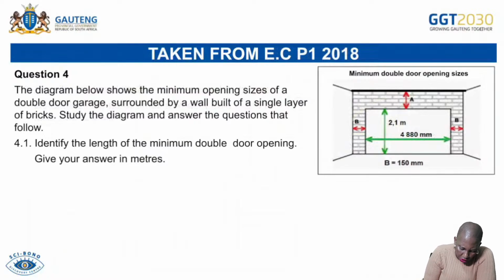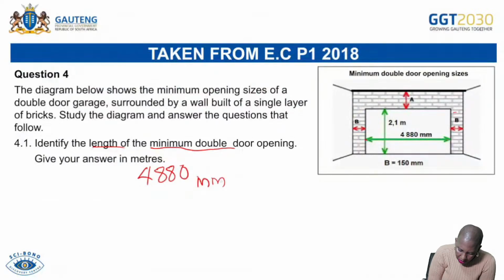The diagram below shows the minimum opening size of a double door garage surrounded by a wall built of single layer bricks. Study the diagram and answer the questions that follow. Identify the length of the minimum double door opening. Give your answer in meters. So now it's a double door. They say the length of the minimum double door. Here it is, our double door. It says minimum double door opening size. Here it is from here up until there.